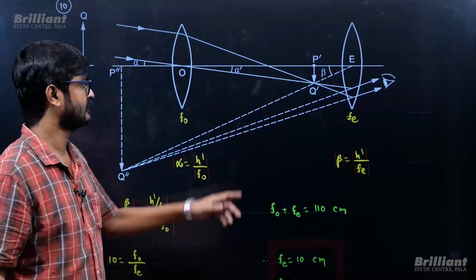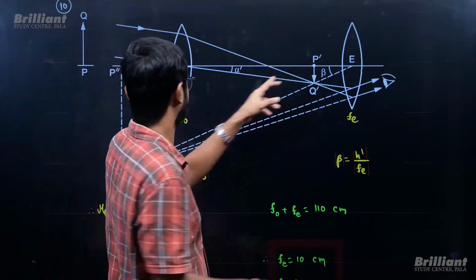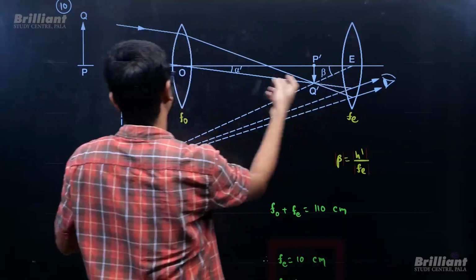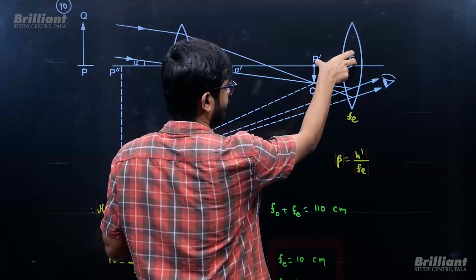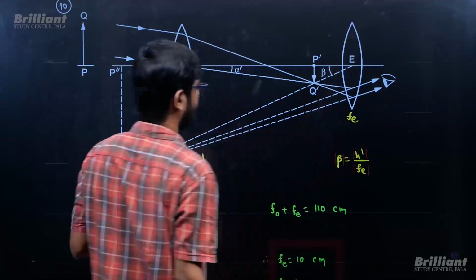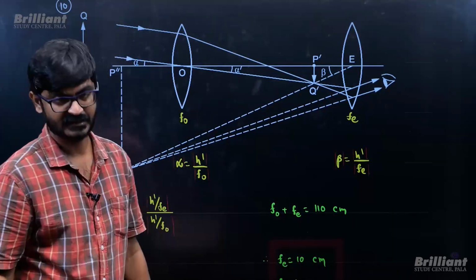In the first case, image is forming at infinity. Object is at very large distance, so image will be forming at focus, so this distance is f0. Now this will act as object for this lens and the image is forming at infinity, so this will be fe. So this is f0 and this is fe, so what is the total distance between them? f0 plus fe, which is given as 110 centimeter in the question.